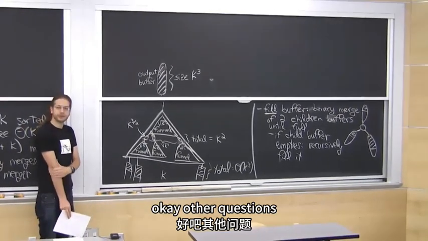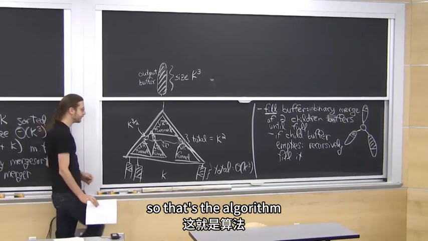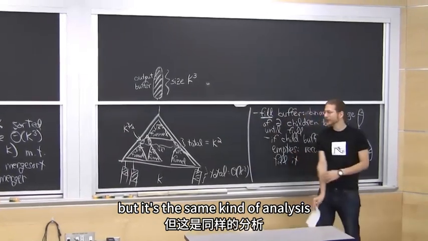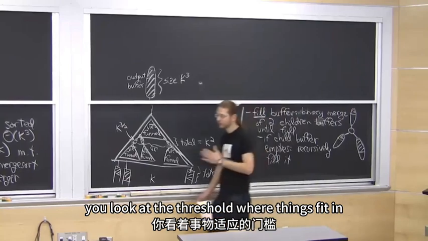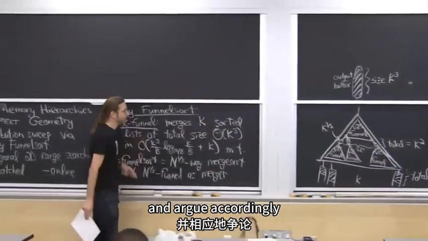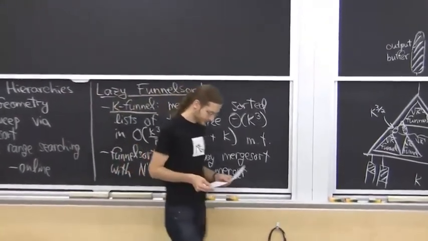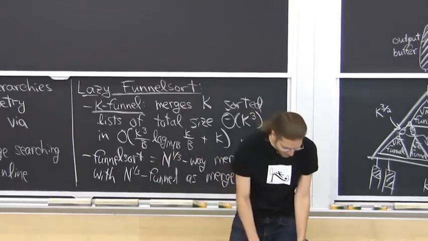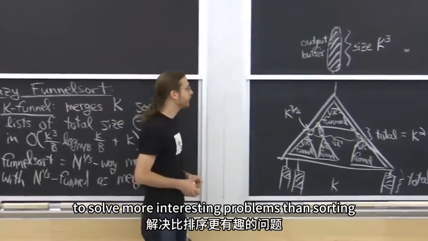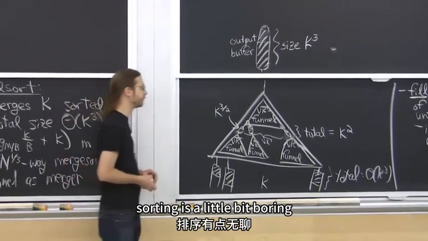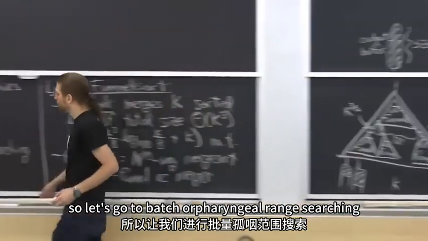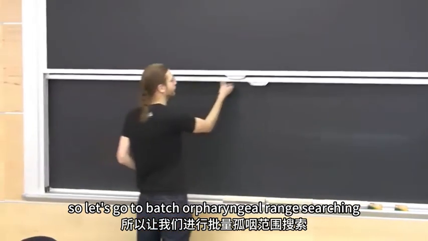Okay, other questions? So that's the algorithm, and as I said, I'm not going to analyze it, but it's the same kind of analysis. You look at the threshold where things fit in cache or don't, and argue accordingly. It's pretty hand-wavy. What I want to get to is how we use this to solve more interesting problems than sorting. Sorting is a little bit boring. So let's go to batched orthogonal range searching.